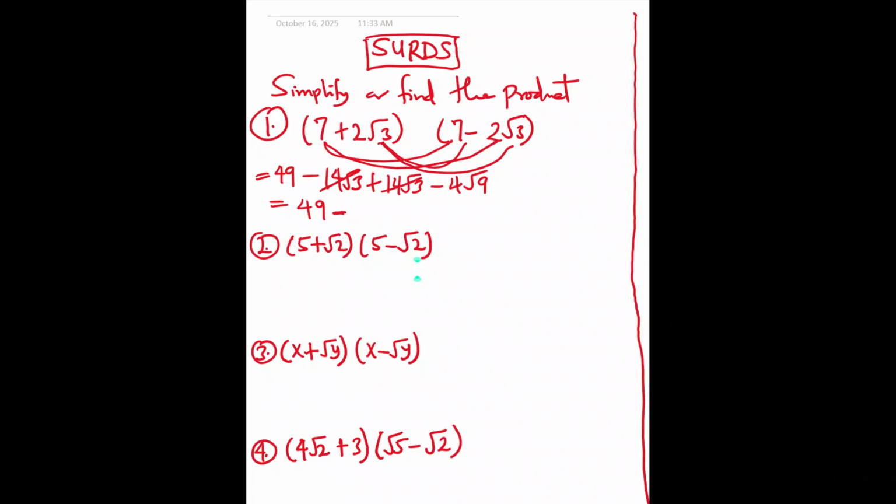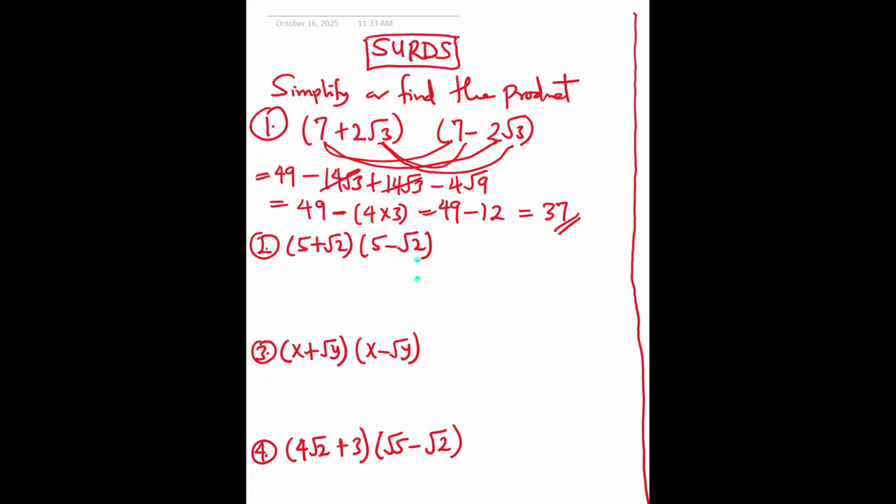So now we have 49 minus 4 root 9. Root 9 is 3. So that's minus 4 times 3, right? So that's 49 minus 12. And 49 minus 12 will give us 37.